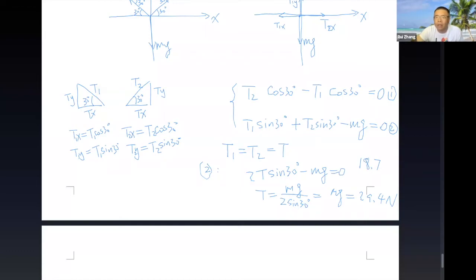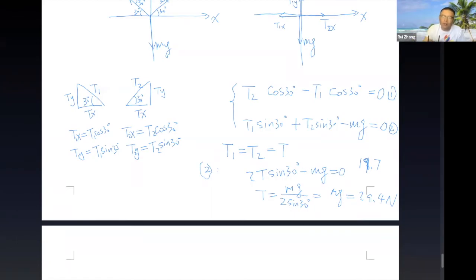No, 19.7. I think some of you got 19.7, but that's not correct, because that's like half of it. Maybe you missed a factor of 1/2 or something. Well, the correct answer is 29.4.